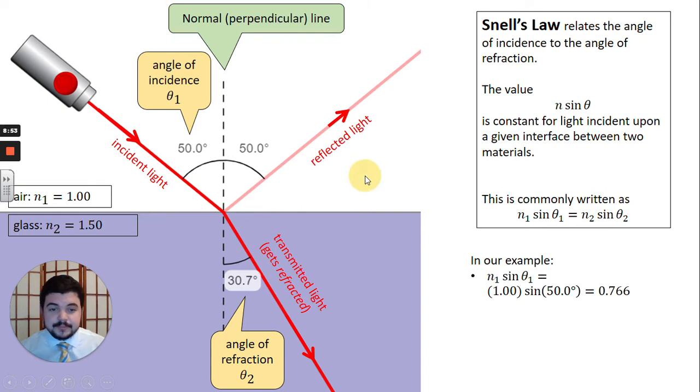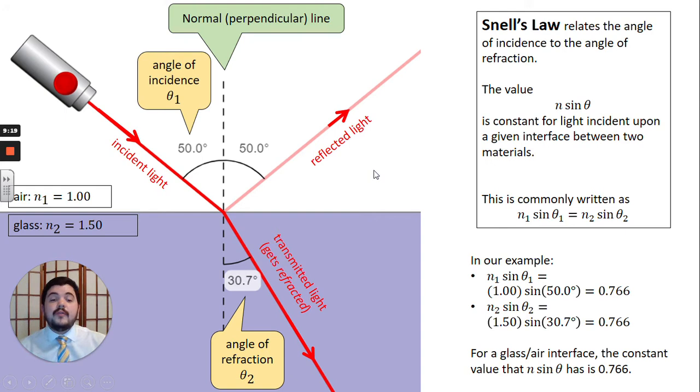So in this example, I mentioned this earlier, but if we take n1 sine theta 1, that's 1 times the sine of 50 degrees, punch that into a calculator, you get the number 0.766. n2 sine theta 2 for us, that's 1.5 multiplied by the sine of 30.7 degrees. Punch that into a calculator, you get the same 0.766. They are the same. So for our glass-air interface, the constant value that n sine theta has is 0.766.